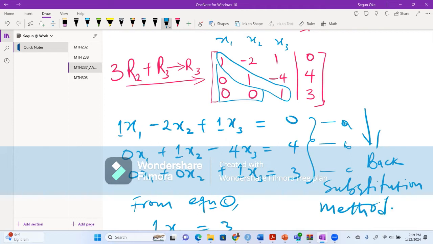So we use the back substitution method. Once you reduce your matrix to this form using the Gaussian elimination method, you can proceed to back substitution and substitute some of the values there. Okay, let's move to the next topic and the next question.